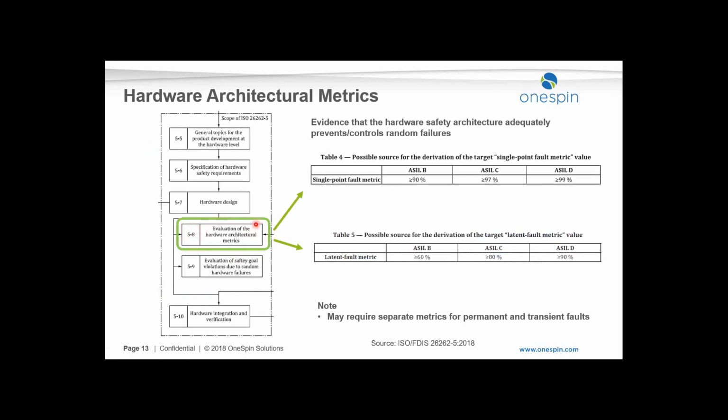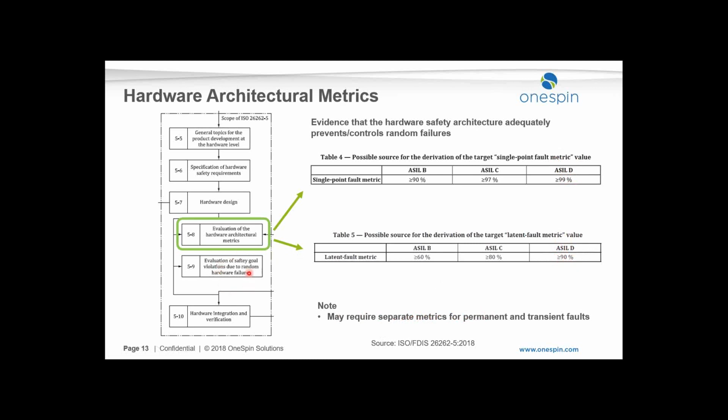So if we look at the standard, we're really focused in this presentation on one section of part 5 of the standard, evaluation of the hardware architectural metrics. These metrics give evidence that the hardware safety architecture is adequate to prevent or control random failures, and it is adequate, of course, depending on the target safety integrity level, which we already had before. For example, for ASIL-D, there is a very high target for SPFM and fairly high as well for latent fault metric. Just one note, because we have talked a bit about permanent and transient fault, that some of these metrics may need to be computed separately for the different fault types.